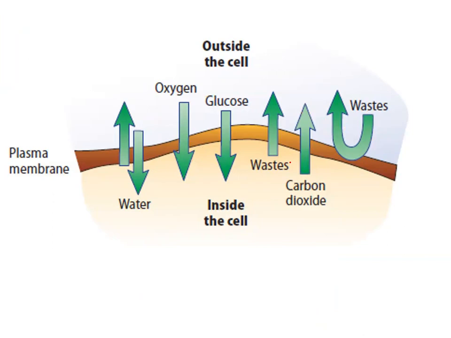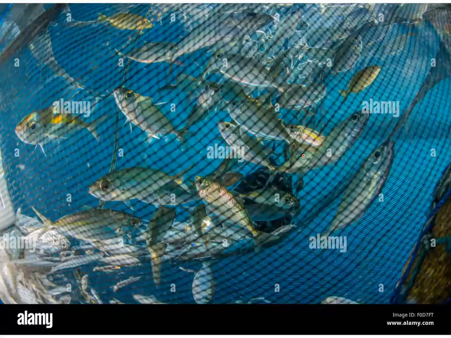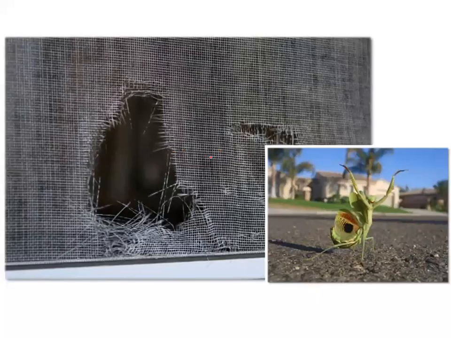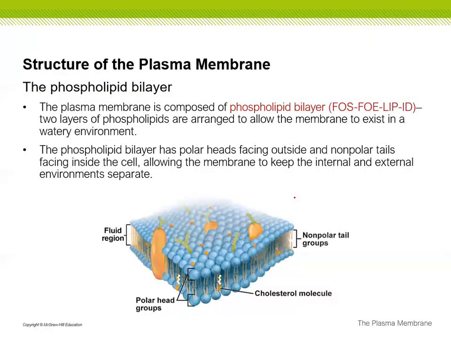So how does that work? It's like a net, right? And sometimes you can make nets bigger. You can make nets smaller. Or sometimes you can cut holes in nets as well. So plasma membranes operate fairly similar. So how does this stuff work?